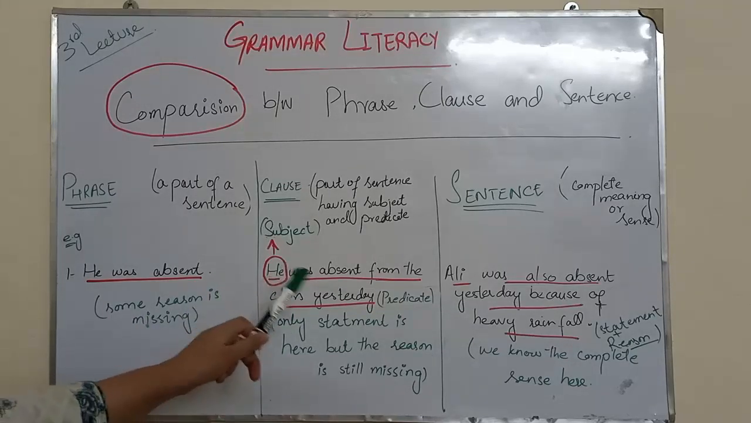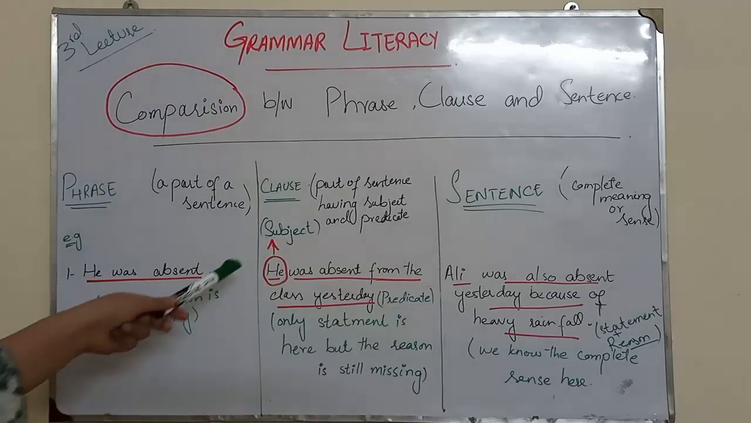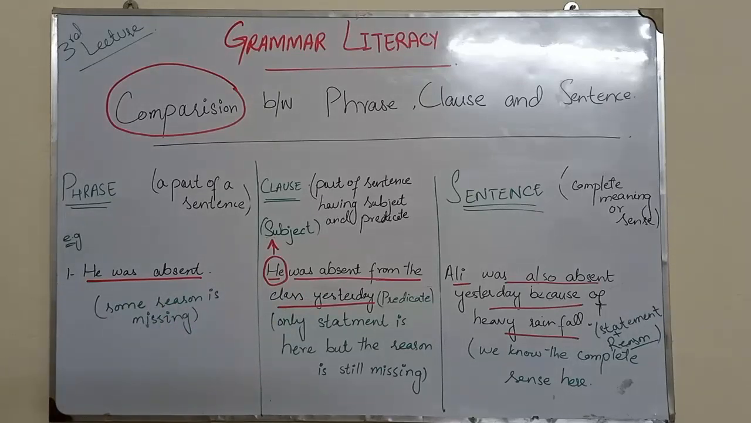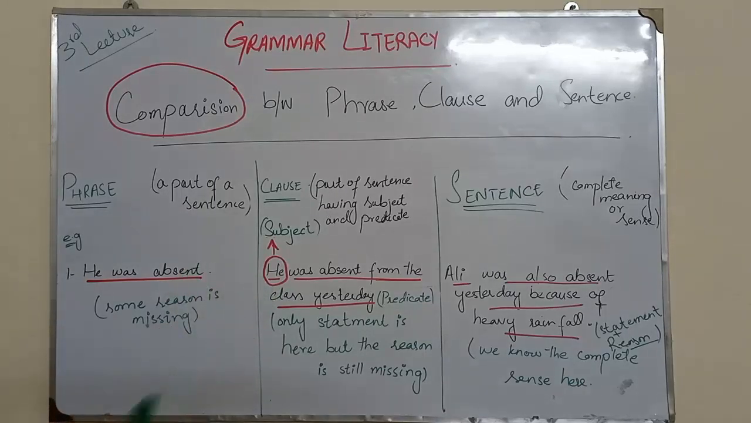Let's look at the sentence so that we will understand what a clause is. He was absent from the class yesterday. Here, "he" is working like a subject, and the rest of the sentence, underlined with the red pen, tells us that all of this is a predicate. He was absent from the class yesterday.